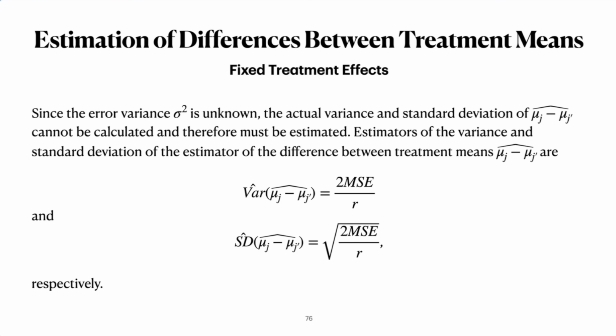Now we can do that because we have estimators for sigma squared and sigma squared sub beta. And so estimators of the variance and the standard deviation of the estimator of the difference between treatment means are given by the following expressions. The estimated variance of the estimated difference between mu sub j and mu sub j prime is 2 times the mean squared error divided by the number of blocks. And the estimated standard deviation would then be the square root of that. So the square root of 2 times the MSE from the ANOVA table divided by r, the number of blocks.